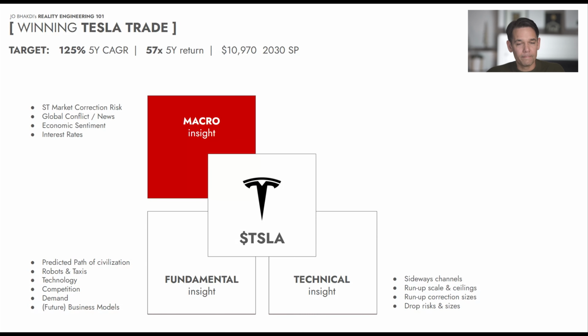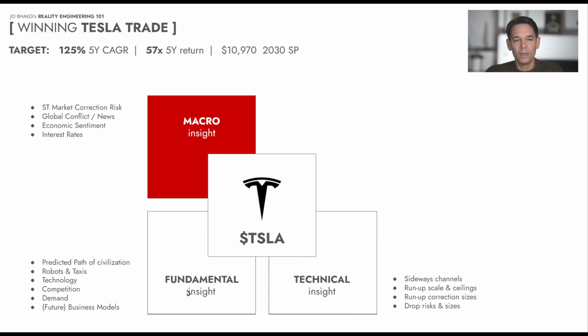Dimension number 3 is macro. And macro is something that the Tesla community at large pretty much ignores. I would say 20% is technical discussions on YouTube that are very technical and sometimes a little narrow-minded. 80% are great fundamental discussions and observations and data collection and information collection. And basically 0%, maybe 1%, are macro considerations. And macro considerations are also extremely important if you are leveraged.